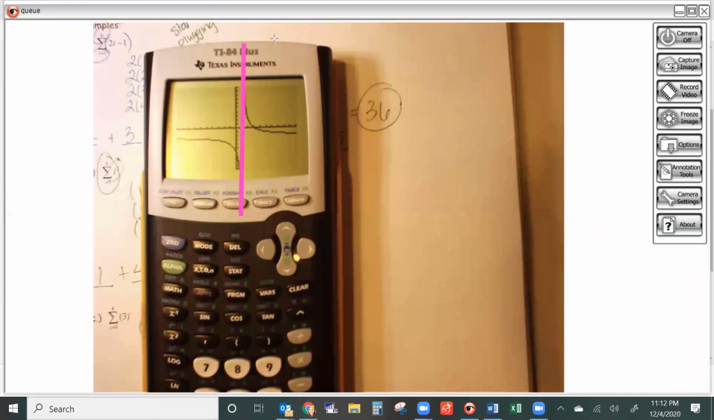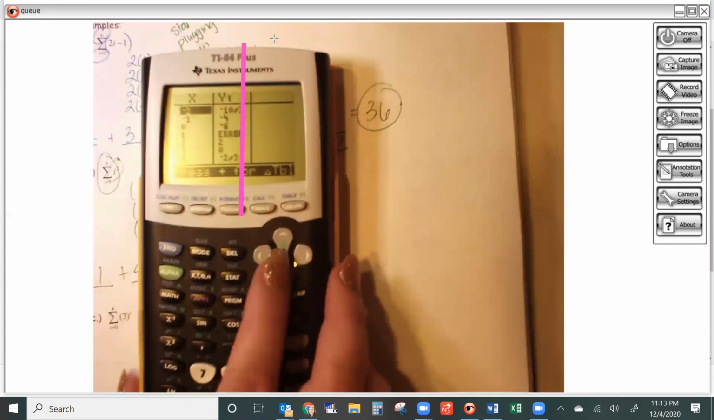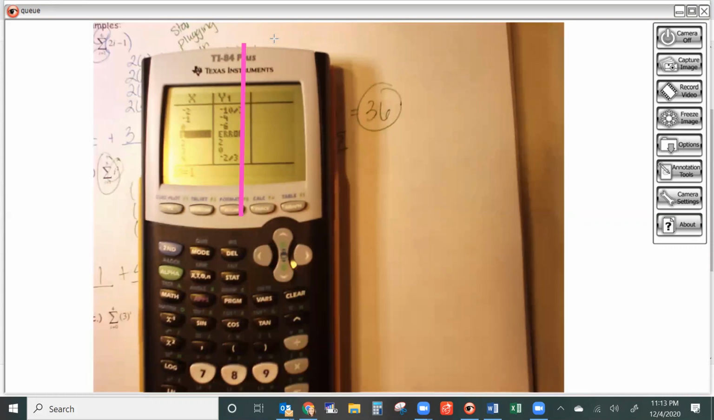Okay, now I can't perfectly guess from the graph, but where I can guess from is from the table. So it looks like it's at about maybe 1 or 2. So if I come into my table here, do you see how at 1 I have an error? Okay, that tells me that this thing that happened here was at 1.